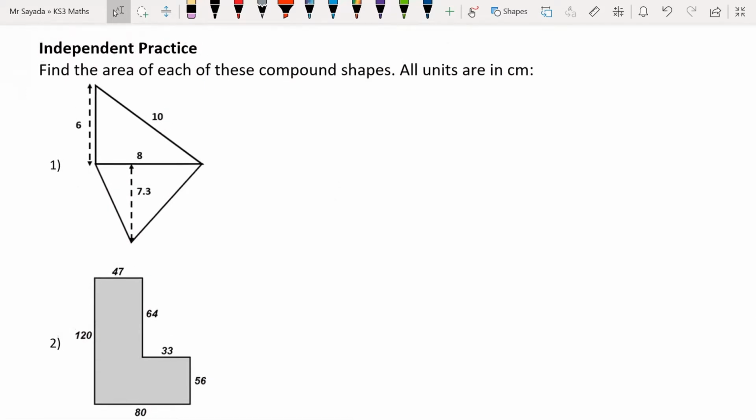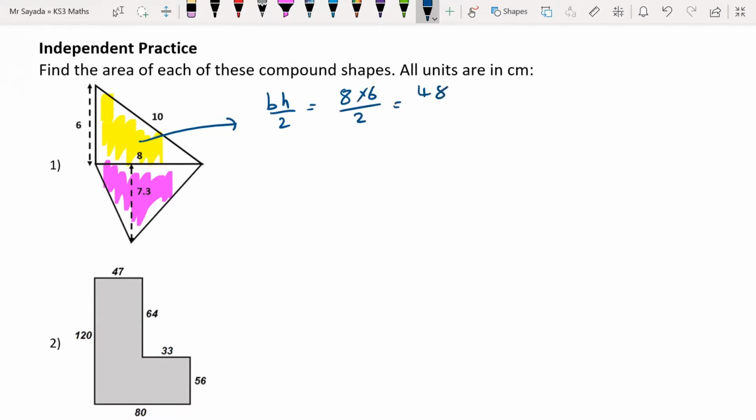So for question 1, I need to work out the area of the 2 separate shapes. So I have the yellow triangle here and I have the pink triangle here. To find the area of the yellow triangle, I do base times height over 2, which will be 8 times 6 over 2, which is 48 over 2, which is 24 centimeters squared.